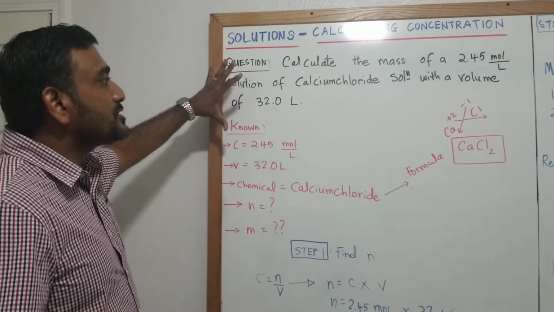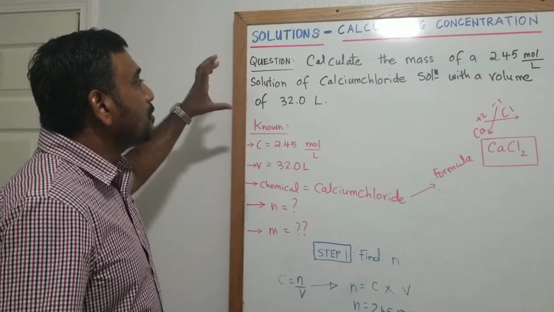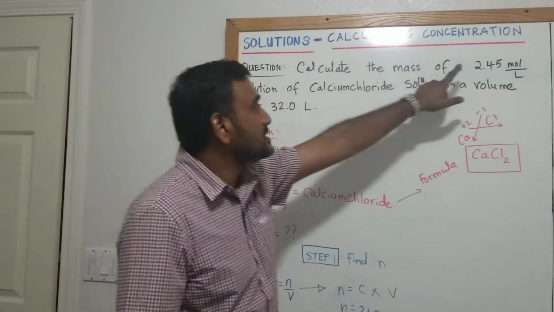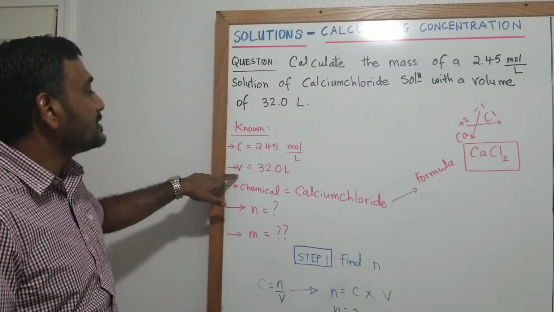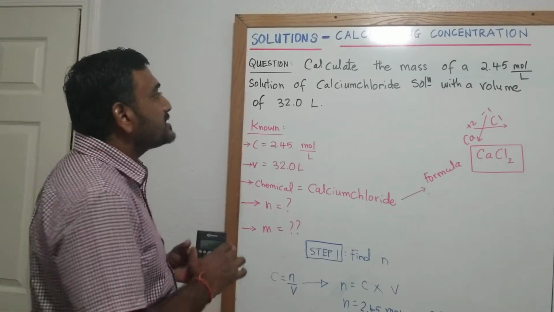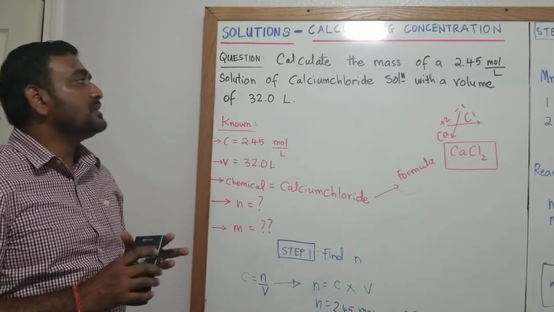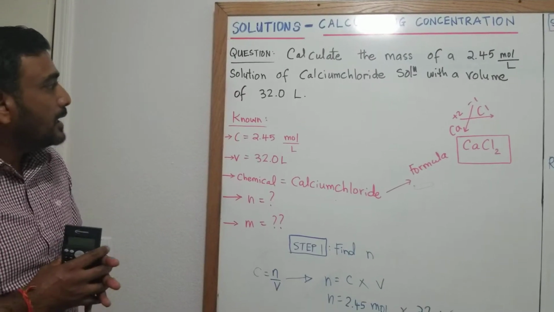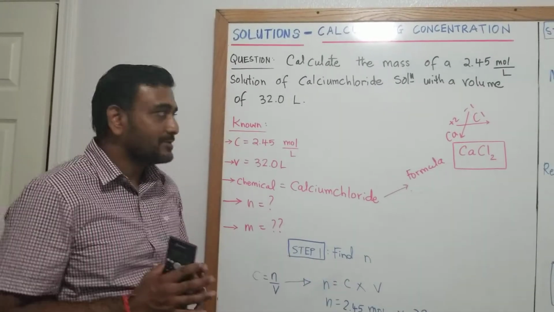Now let's analyze the question in detail and see what values are given, what we know about the question, and what we need to calculate. First of all, the concentration is given as 2.45 mole per liter. The second value that is given or known is the volume, which is 32 liters. And some other information provided in the question is the chemical that we are using, which is calcium chloride. Once calcium chloride is given, it's very important for us to keep in the back of our head the formula for calcium chloride.